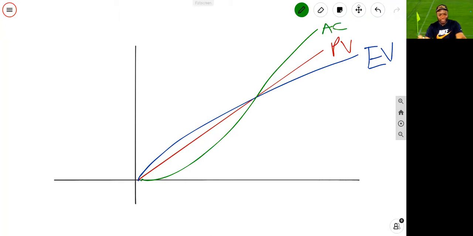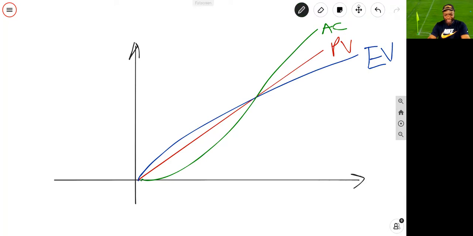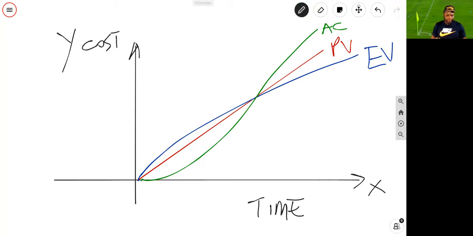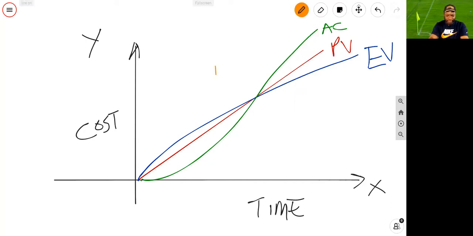At any point in time where time is on the x-axis and cost is on the y-axis, you should be able to decipher the state of the project at any point. So assume you are asked, what is the state of the project at these points I'm drawing?